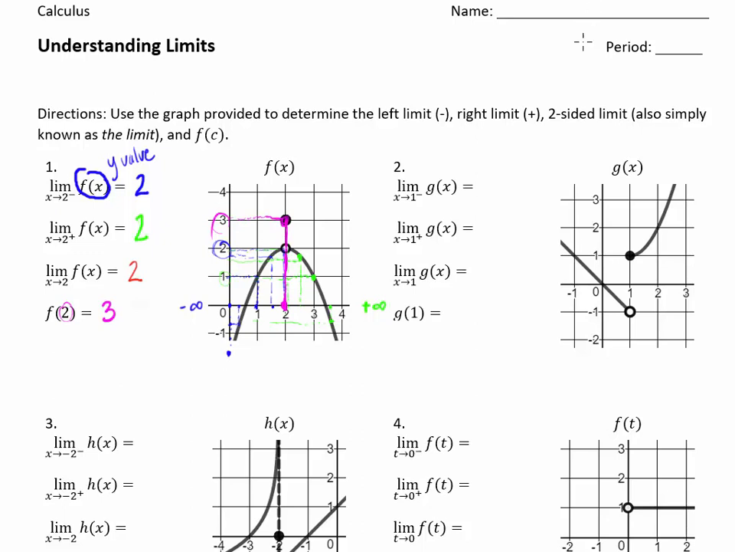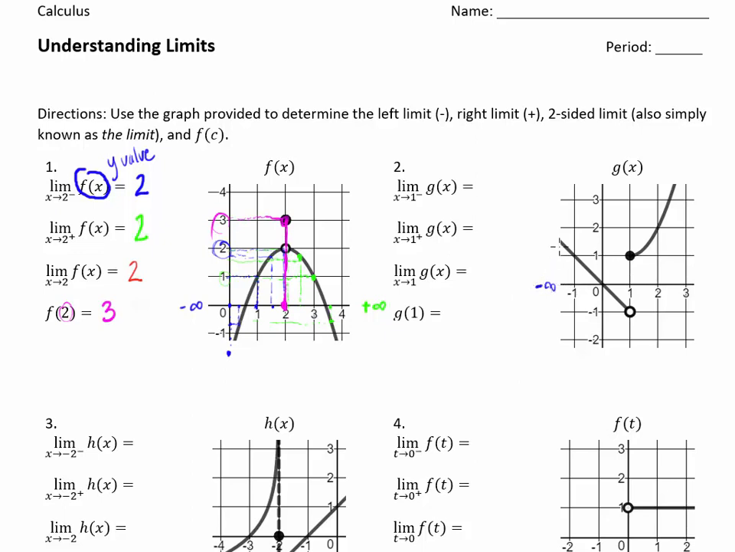All right, problem number 2. We're looking at this time g of x. So what is the limit of g of x as x approaches 1 from the left, from the right, from both sides, and what is g evaluated at 1? So let's go from the left. So as we approach 1 this time from the left, so that's going to be from negative infinity.